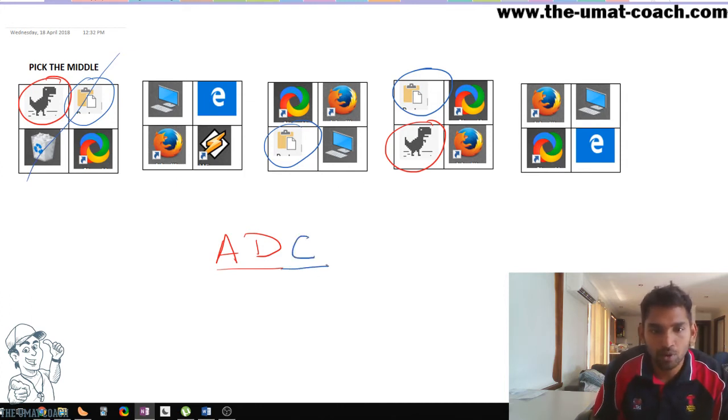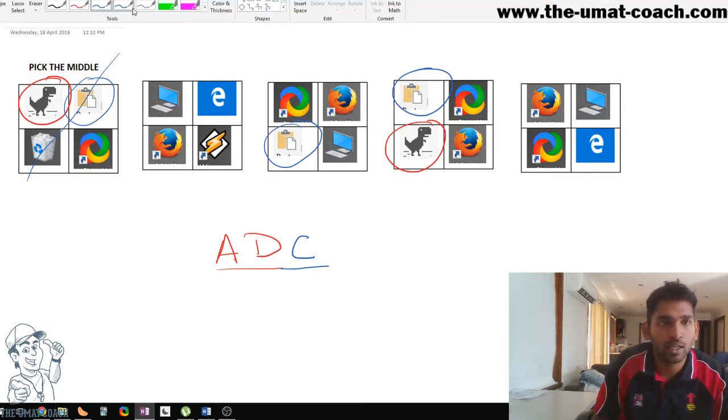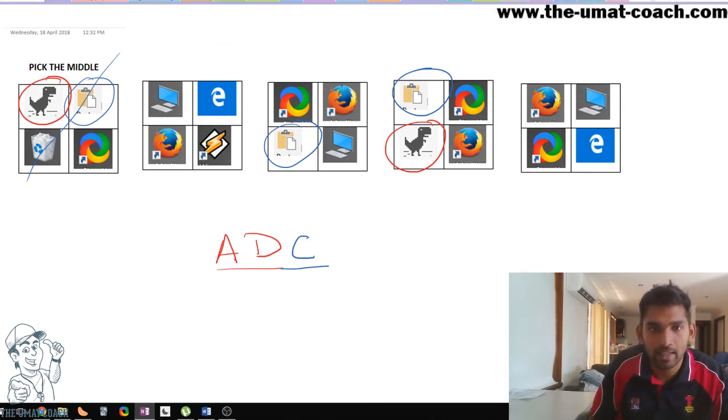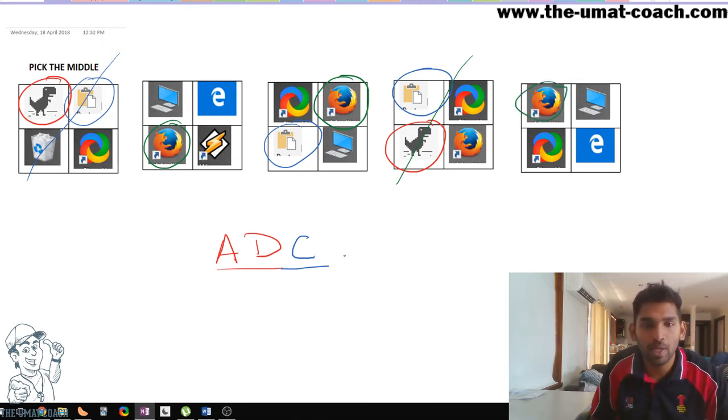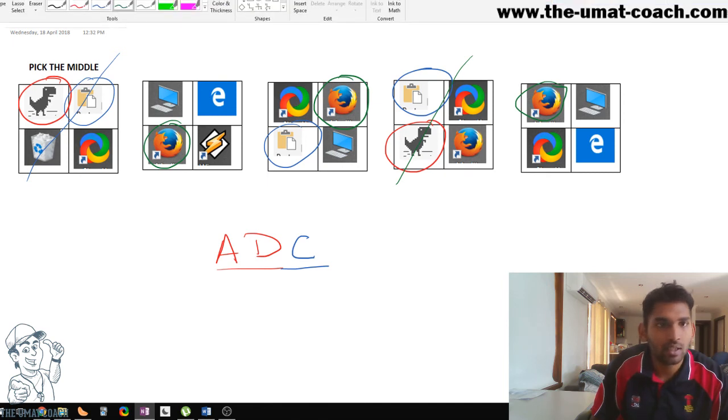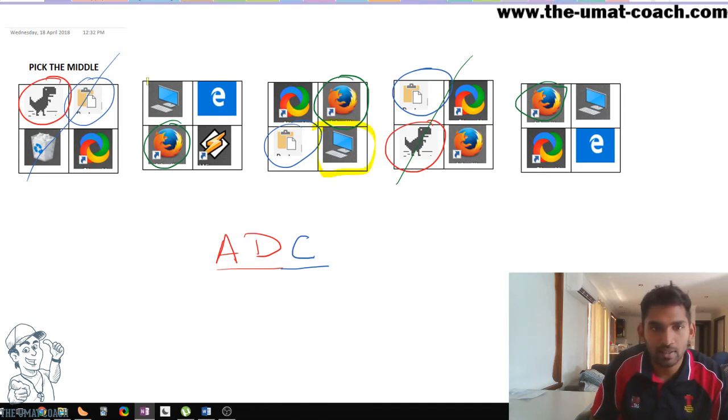So now I move on to C and I look for another shape within that. And I can see the Firefox sign. Again, I can forget about this. So the Firefox sign is present in both B and E. So now to tell whether B or E comes after C, what we can do is look at another shape within C itself to see which one of them connects more. And I can see that the computer is present in, again, both B and E.